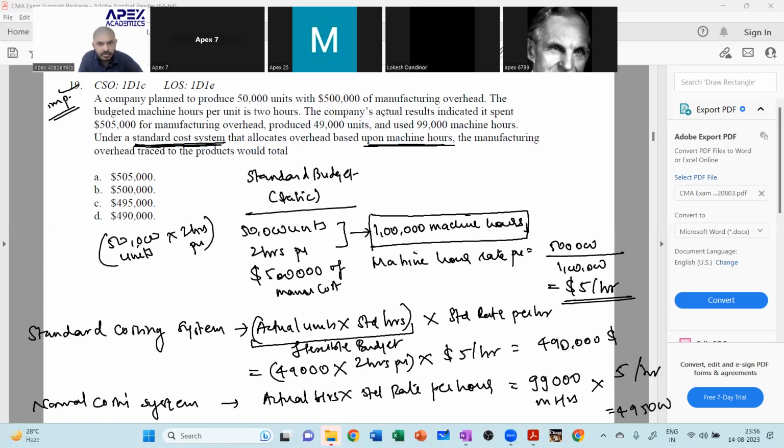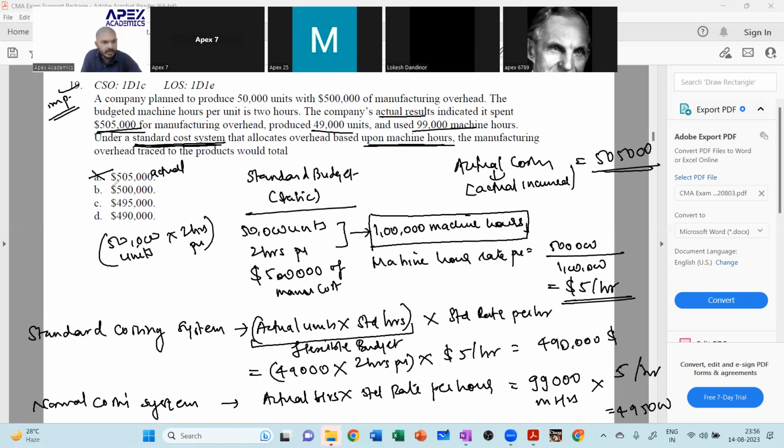The company's actual result: it spent 5 lakh 5, produced these many units, used these many hours. And of course, my last one is actual costing. This is nothing but actual incurred, which is nothing but 5 lakh 5,000. So what is this? This can't be the answer. This is actual. This is given to confuse. 495 cannot be the answer. Why? Because it is normal. This is the answer because it is standard costing.